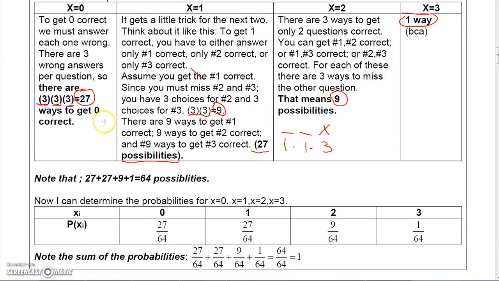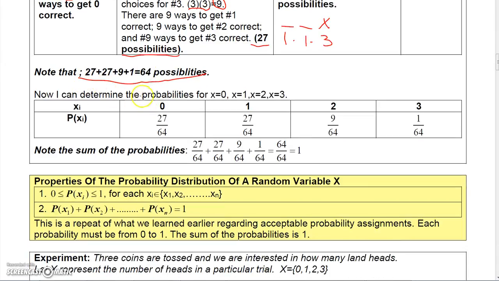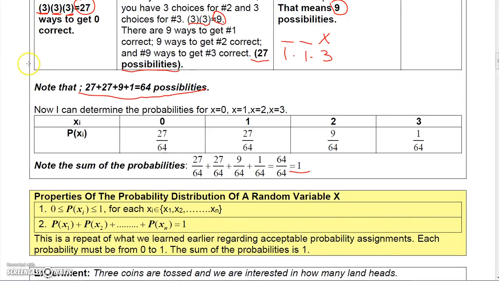Now what's interesting, if you add these 4 numbers up, they add up to 64. But now that I know this, I can calculate the probabilities. The probability of getting none correct is 27 out of 64. The probability of getting 1 correct is 27 out of 64. The probability of getting 2 correct would be 9 out of 64, and the probability of getting all 3 correct would be 1 out of 64. Notice if you add these probabilities up, they add up to 1. And that's always true when you add the probabilities of all the values associated with a random variable.